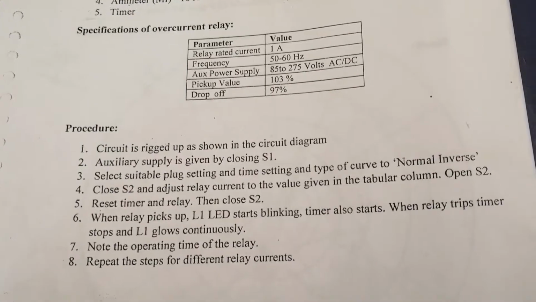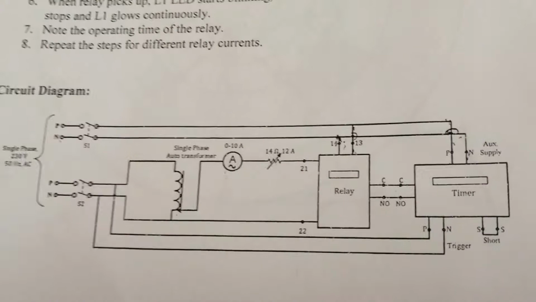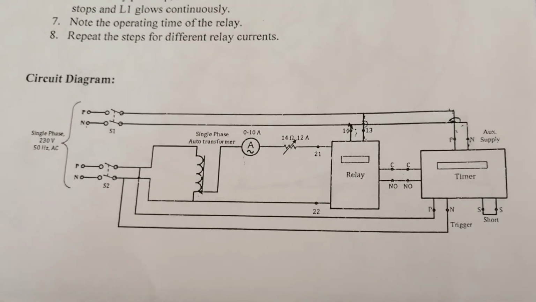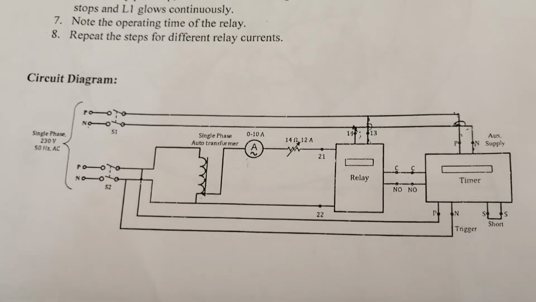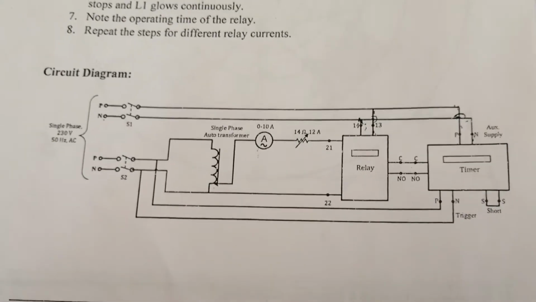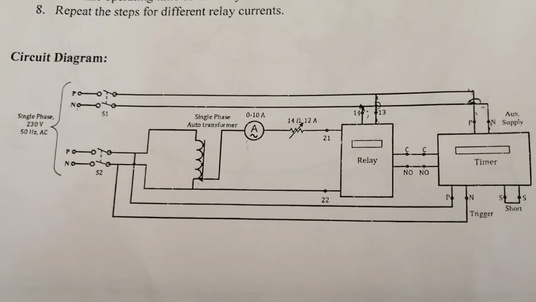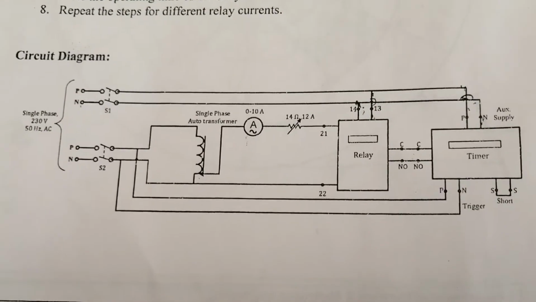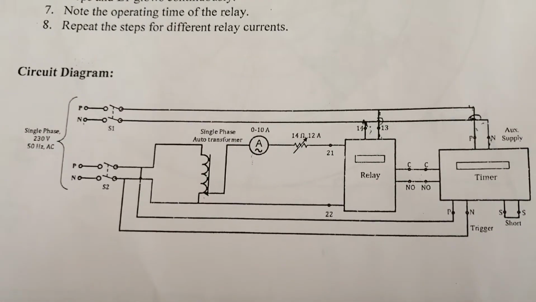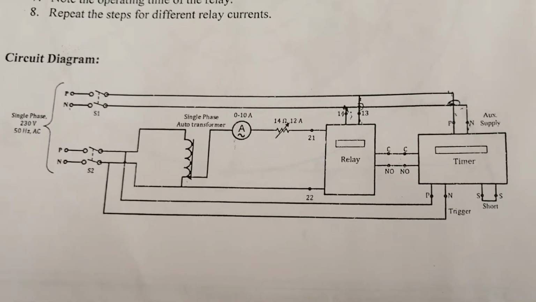So the main heart of this experiment is the circuit diagram. Let us see the circuit diagram. You have two switches S1 and S2 connected to a single phase transformer, connected to an ammeter with rheostat, and the rheostat is connected to the relay, and the relay is connected to the timer with NO and C switch. NO is normally open, C is closed. And two supplies are given, indicated with 13-14 to the relay, and P and N auxiliary supply to the timer. So this is the main construction of the circuit diagram.